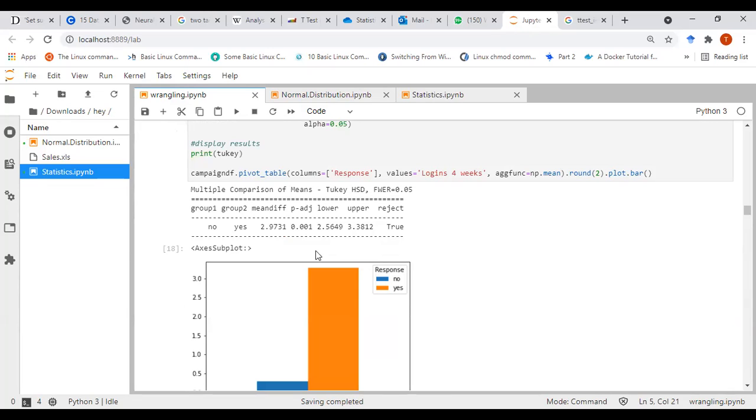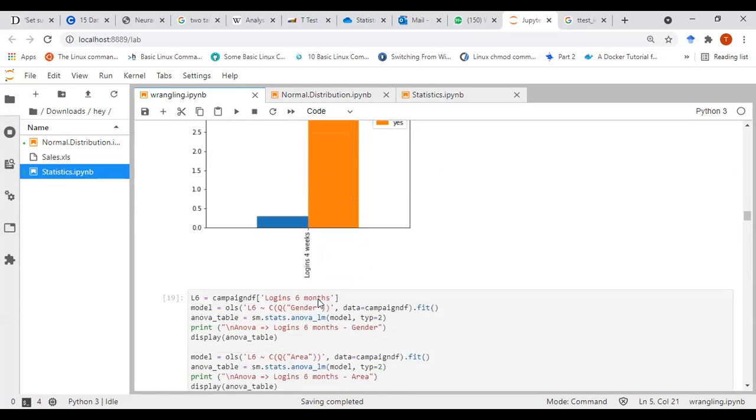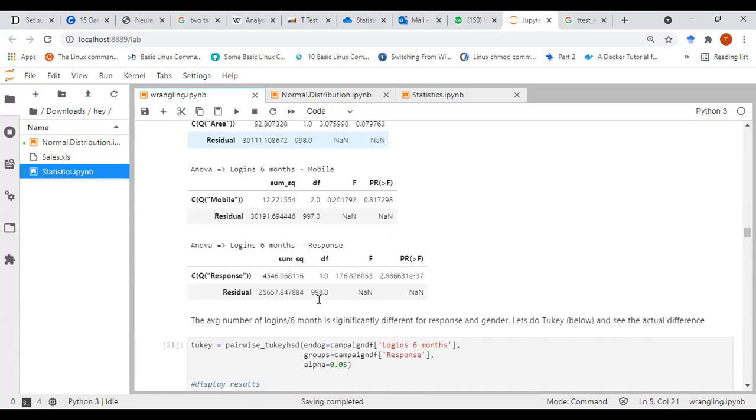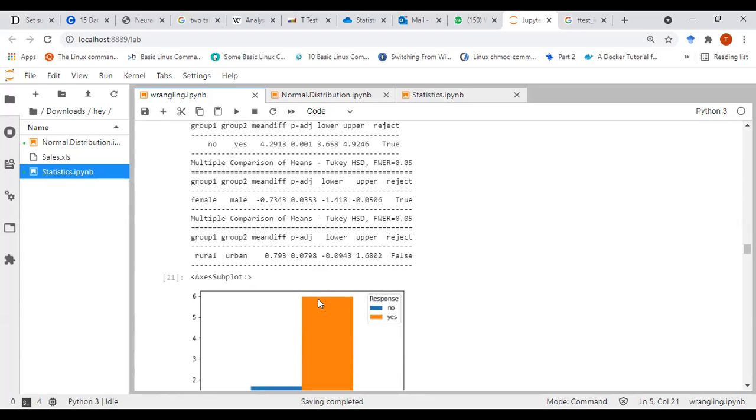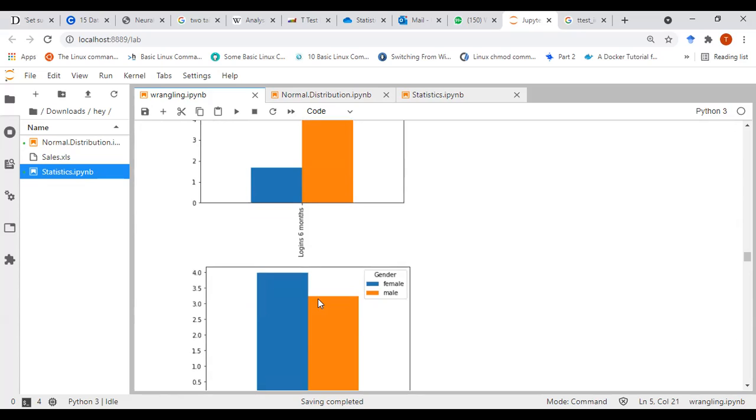देखिए जब हम monthly login की बात करते हैं, it is related with response, so that is understandable. Okay, people who are logging in more, whether it is on a monthly basis or a 6 monthly basis, they are likely to respond yes more, significantly more likely to respond yes than no. That is understandable. But when we talk of the number of logins in the last 6 months, then I am also correlated with the gender.